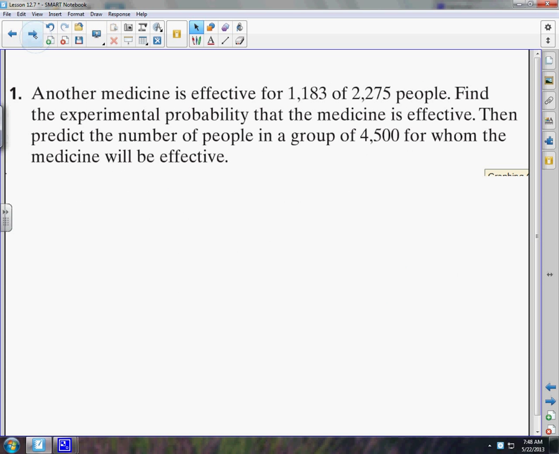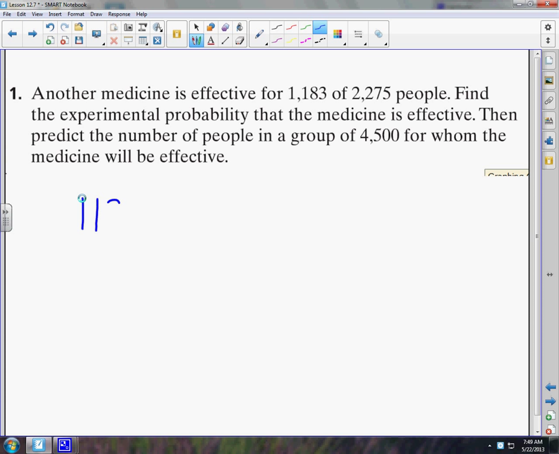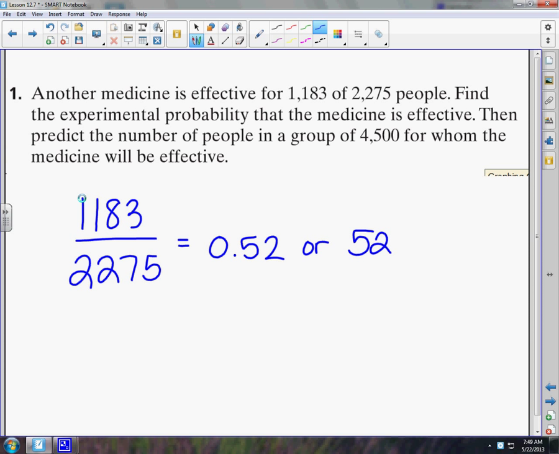So try this one. It's just another example. So try this one on your own. Push pause, and then we'll go over it. Okay, so another medicine is effective for 1,183 of 2,275. So you're going to do 1,183 divided by 2,275. And that equals 0.52 or 52%.